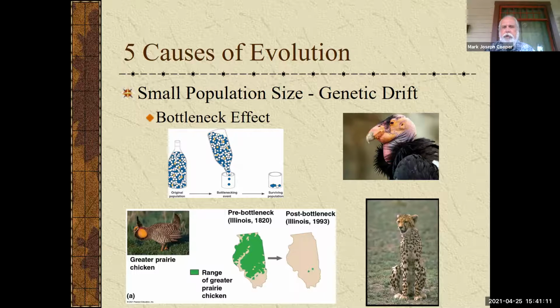And then on the bottom right is the cheetah. They went through a bottleneck effect in Africa, and they're said to all be related as close as first cousins.